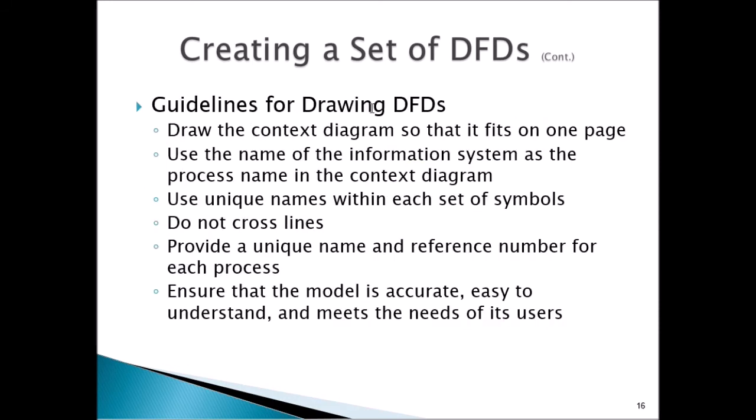Here are some guidelines that I'm going to list for creating a set of data flow diagrams. Draw the context diagram so it fits on one page. Use the name of the information system as the process name in the context diagram. Use unique names within a set of symbols. Don't cross lines. Provide a unique name and reference number for each process. Ensure that the model is accurate, easy to understand, and that it meets the needs of its users.